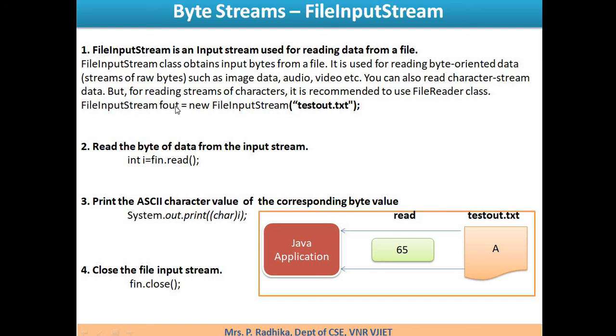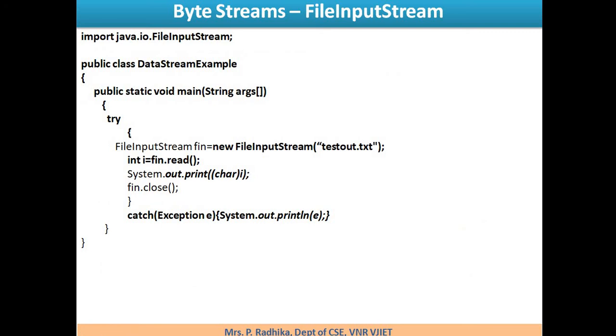Now how do we use this? First of all, we have to declare the object of FileInputStream, and then you link it to the external file testout.txt. Then read the byte of data from the input stream. So fin.read, which is stored in an integer. Next, print that i. So i gives you the integer value. If you want the character value, then you have to typecast it to char, and then close the file input stream. Let's see the complete example.